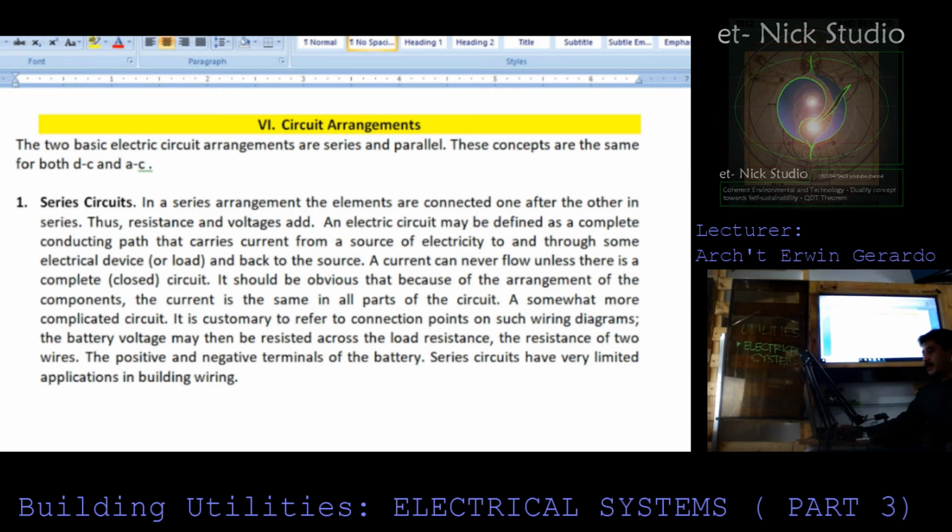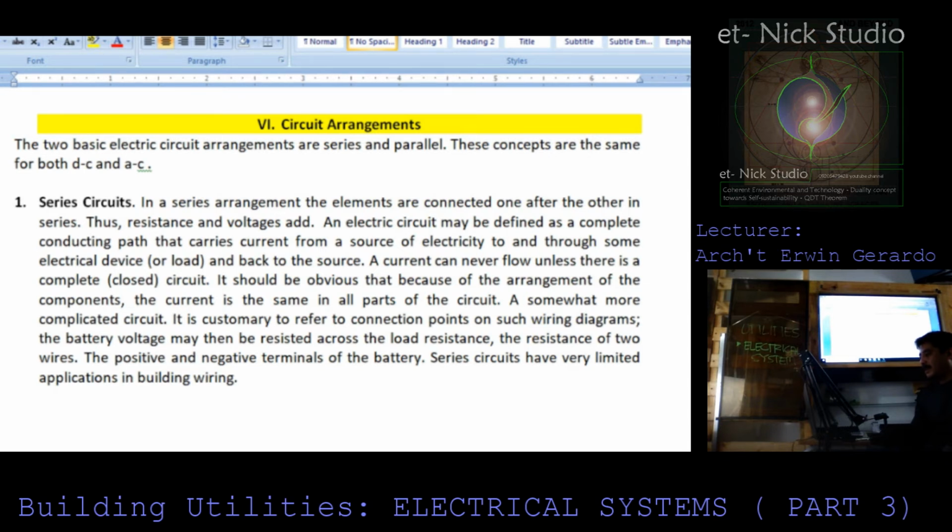Circuit arrangements. The two basic electric circuit arrangements are series and parallel. These concepts are the same for both DC and AC. Series circuits. In a series arrangement, the elements are connected one after the other in series. Thus, resistance and voltage add.